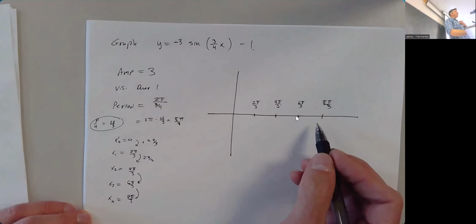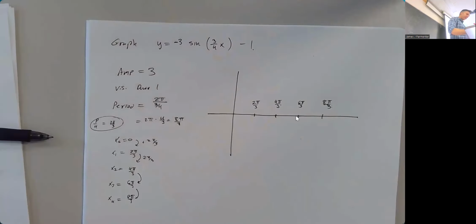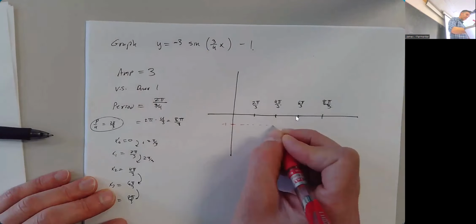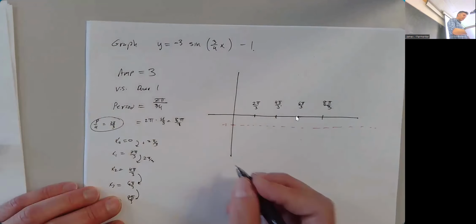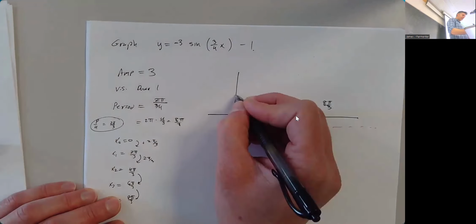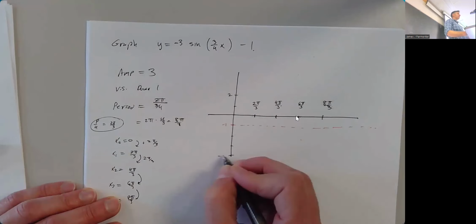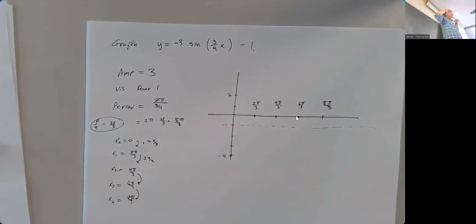And then what I like to do when I graph this is, since I'm shifting down 1, I like to think of negative 1 as the new middle. And then my amplitude says go 1, 2, 3 above that, and 1, 2, 3 below that. Sine, you think that's your normal sine graph, does the sine start in the middle or at the top or at the bottom? The middle.